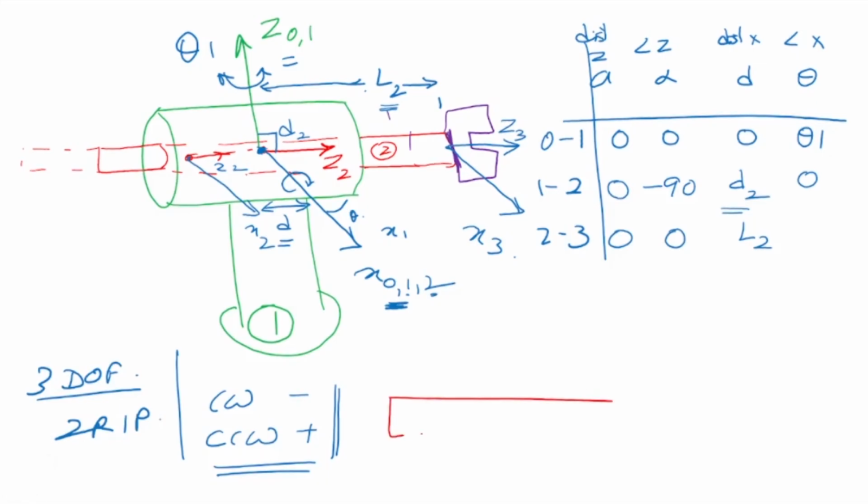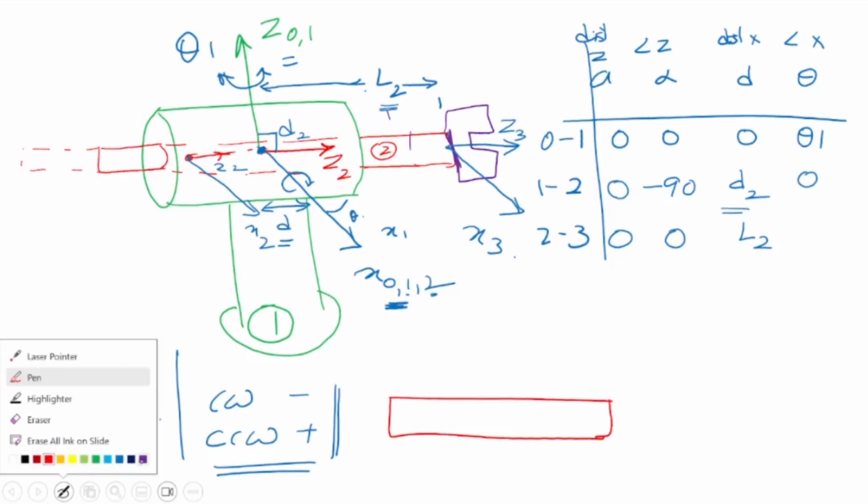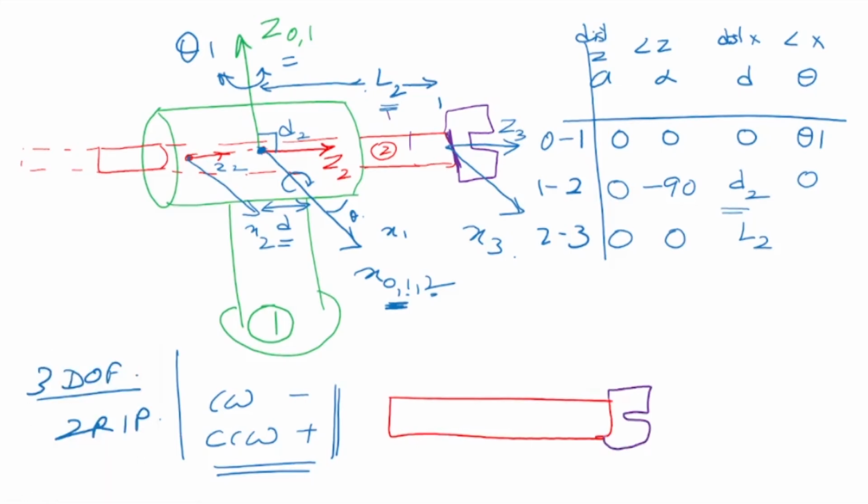This is a little confusing, so let me draw it here again. So this is the third link, this is the second link, and this is my frame, and this is my, so I fixed my origin here. I fixed my origin of 2 here. This is my z2. Okay, and this is the z3, this is x3, this is x0, x1, x2.